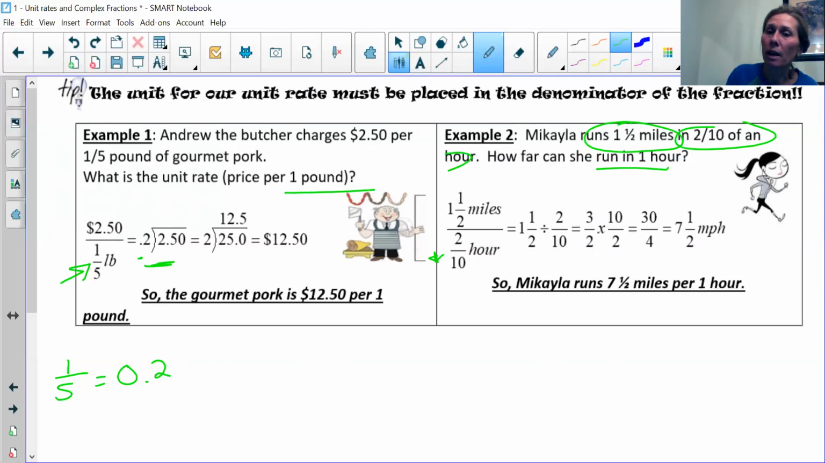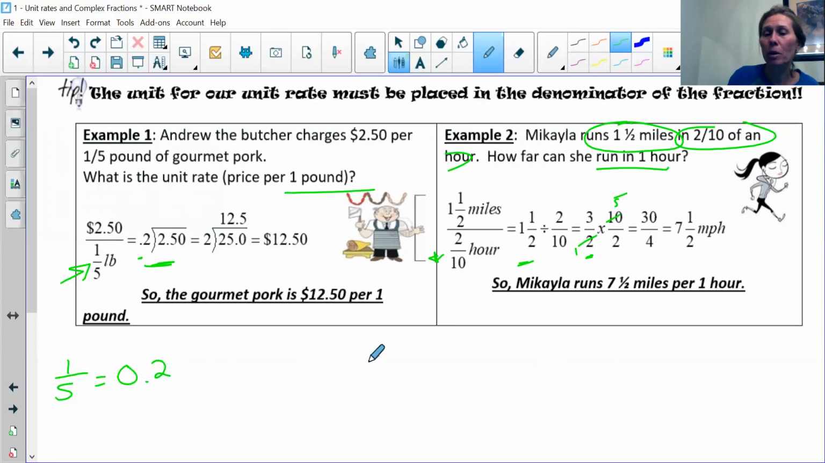I change 1.5 to an improper fraction, 3/2. Keep, change, flip, same, opposite, and reciprocal. The reciprocal of 2/10 is 10/2. Multiply straight across, or you could have cross simplified, your choice, doesn't matter. You're going to get the same exact answer of 7.5 miles per hour.